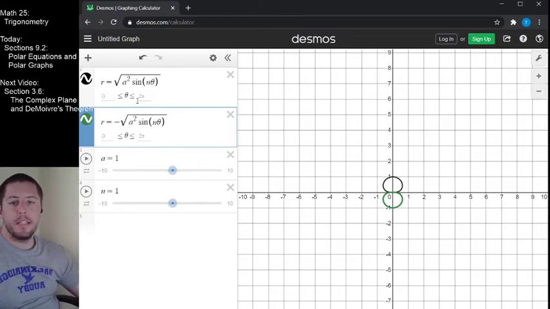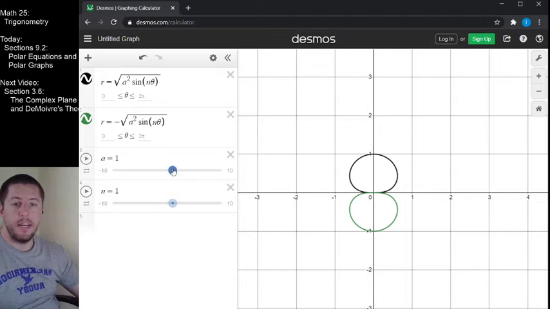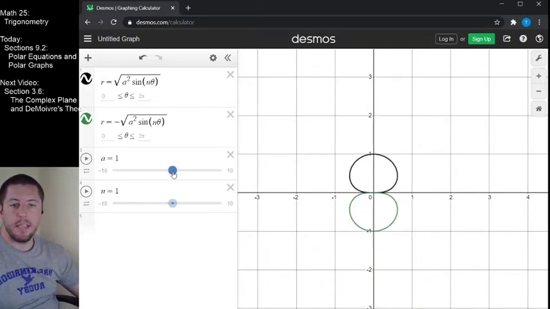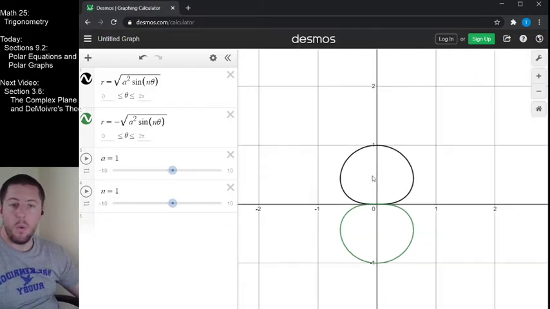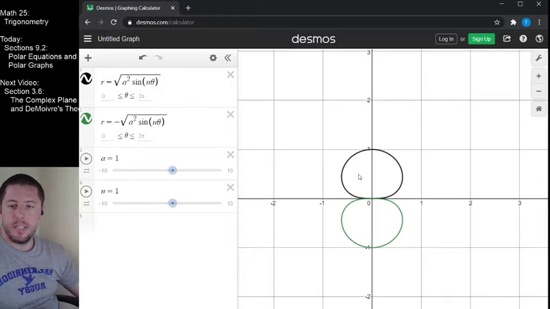You can see that this depends on both A and N. So I've got sliders for A and for N, and I'm going to zoom in a little bit. So my first question is, what's A doing for us? Well, it seems like A is just sort of like a scaling factor that makes us bigger or smaller. Notice that A being 1 takes us from 0, 0 up to 0, 1 right there.